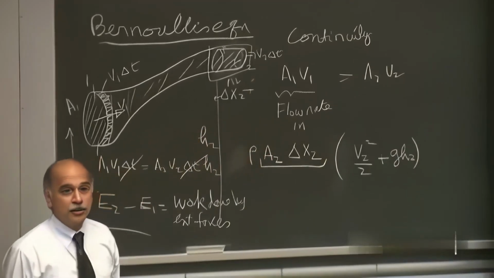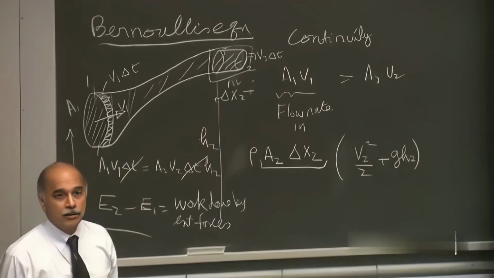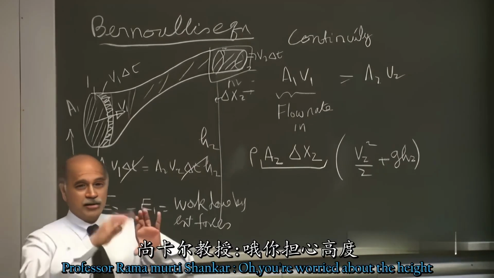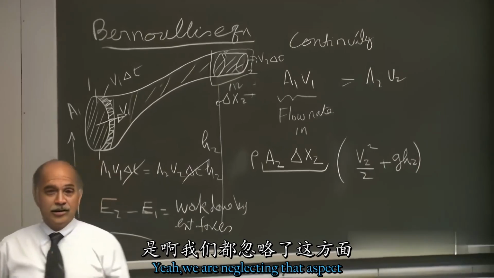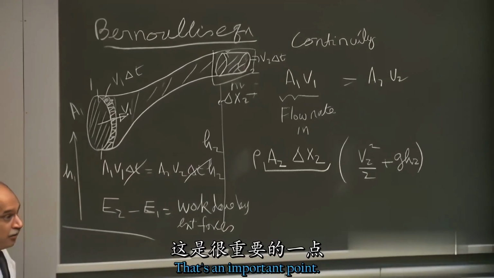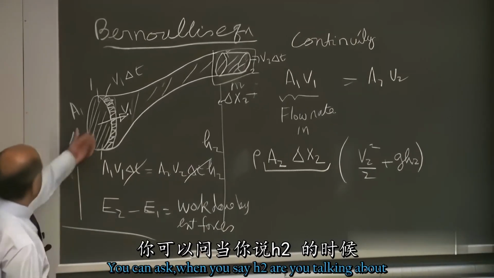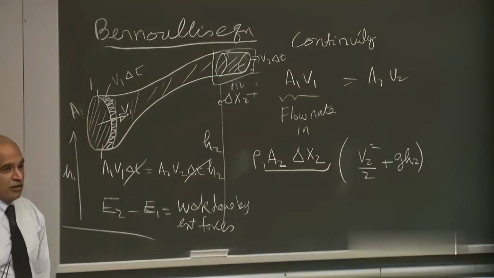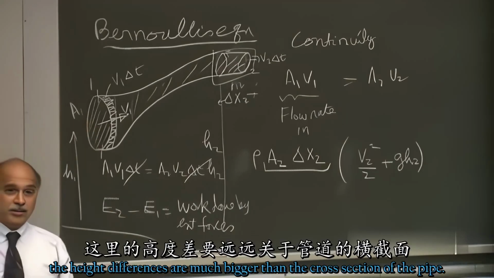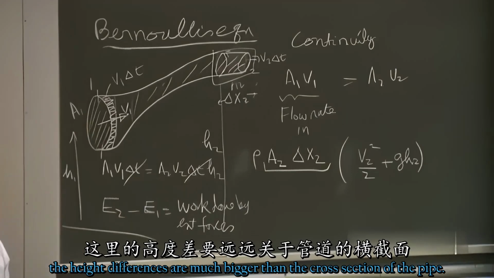Is the endpoint of H the center of mass of that? Oh, you're worried about the height varying over the tube? Yeah, we are neglecting that aspect. That's an important point. You can ask, when you say H2, are you talking about the middle or the end and so on? We are going to be dealing with problems where the height differences are much bigger than the cross-section of the pipe. So we don't worry about that.